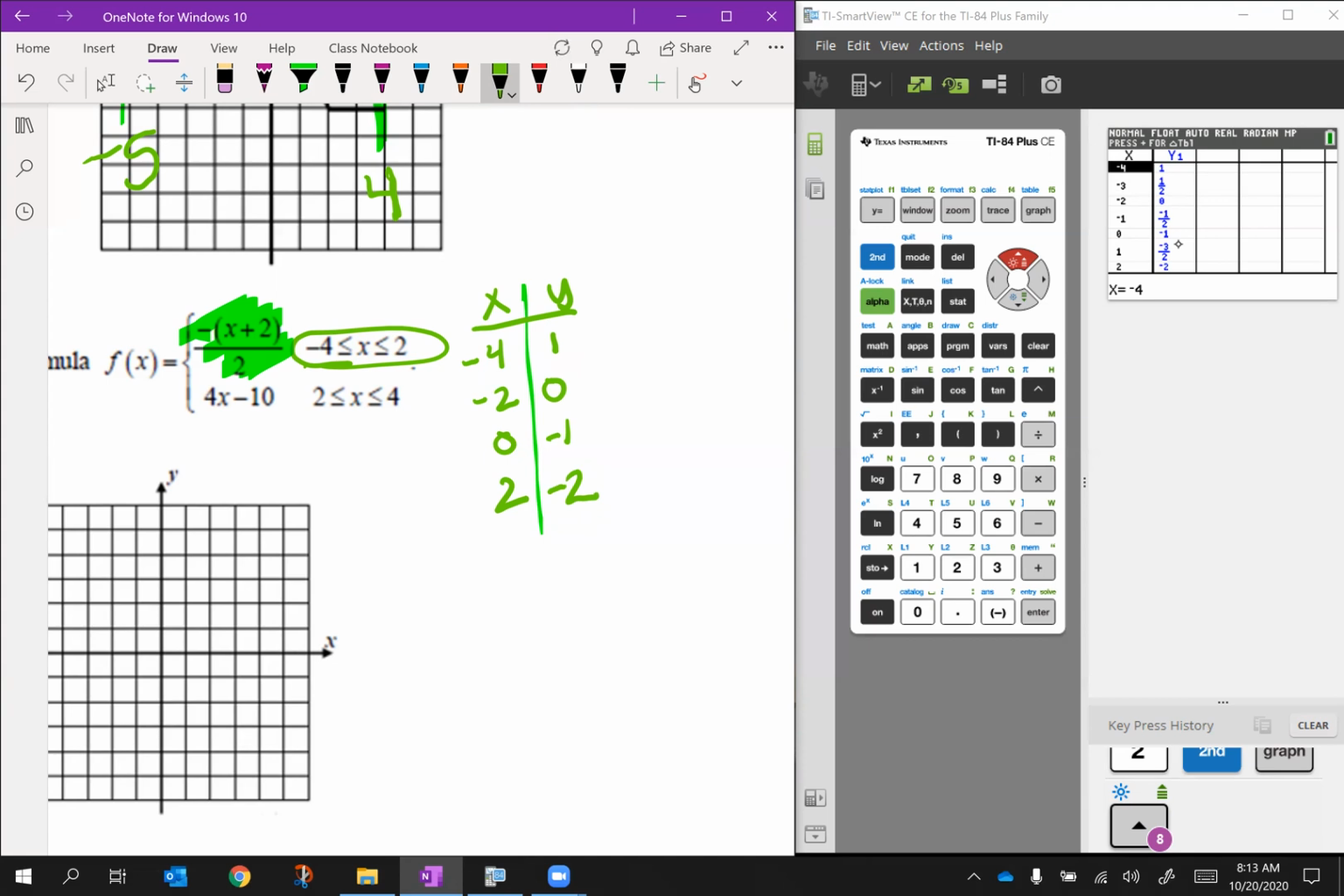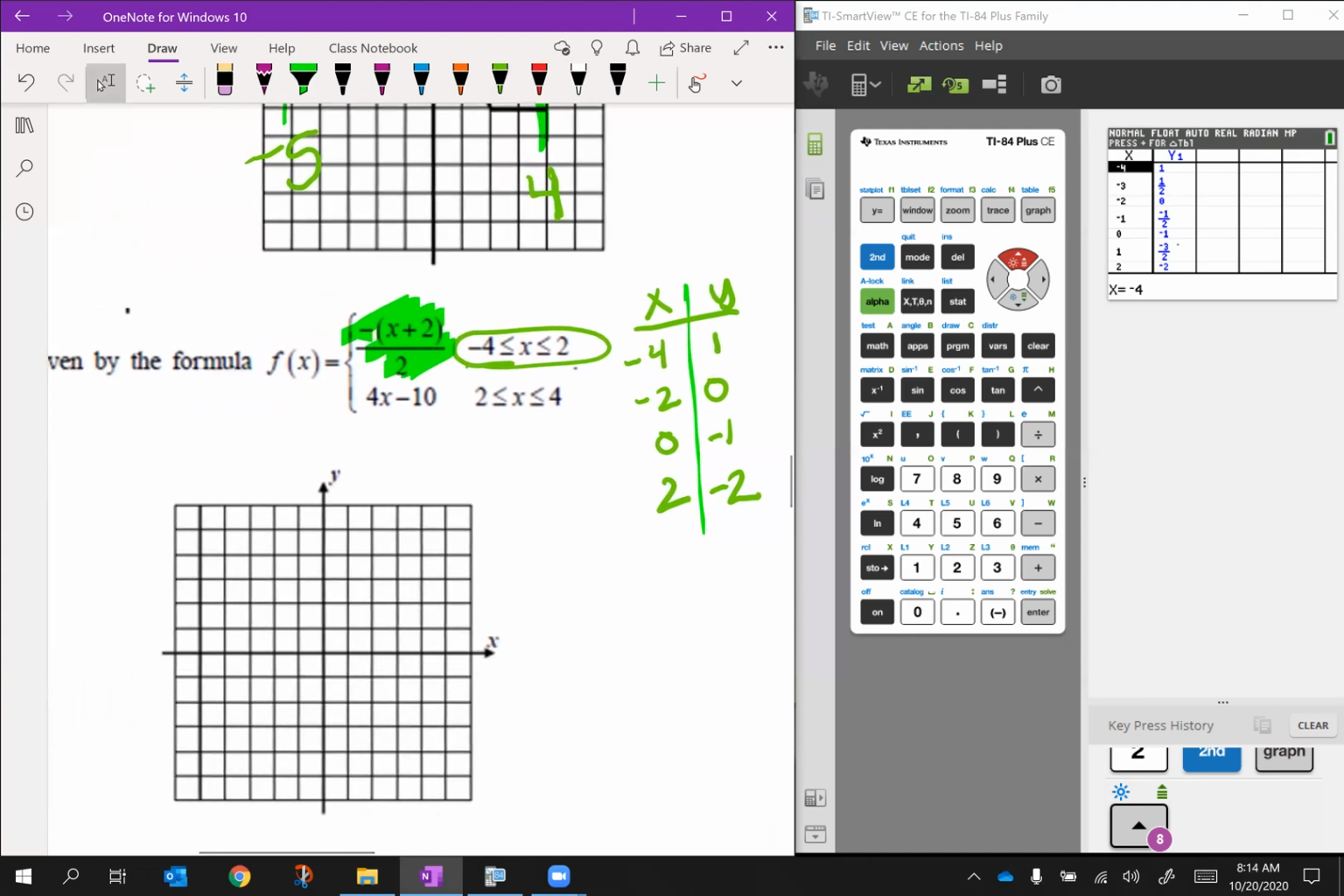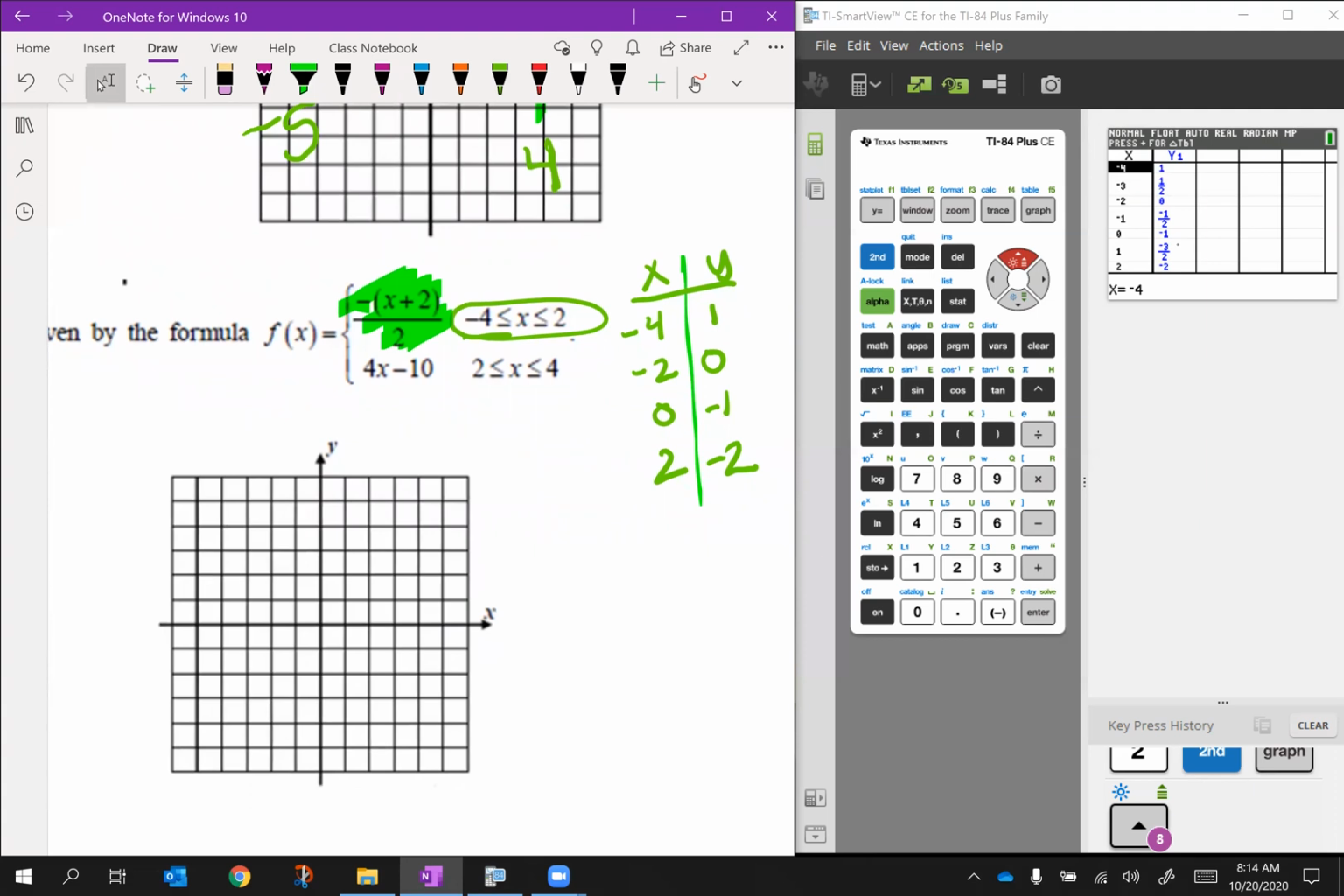So my first graph, I'm basically just putting two graphs on the same line, but I am restricted by what the interval is. So it wants the domain, would be the mathematical term, for this function from -4 to 2. So I'm going to graph that one. -4, 1. -2, 0. 0, -1. 2, -2. So this side is green. It only connects from here to here. So it was restricted on the domain.